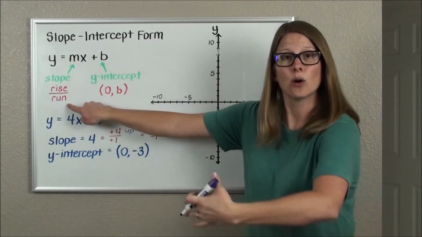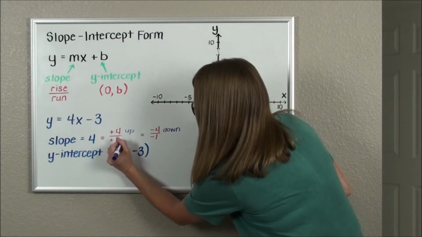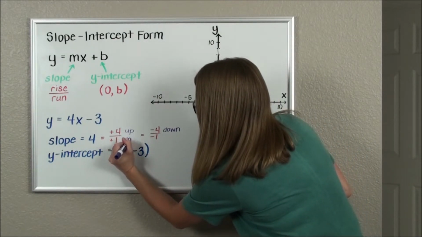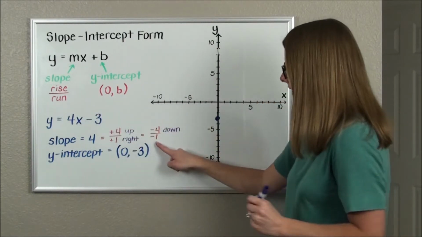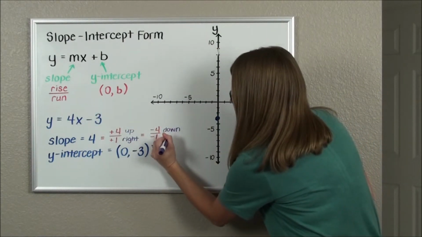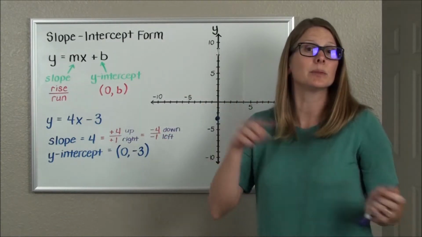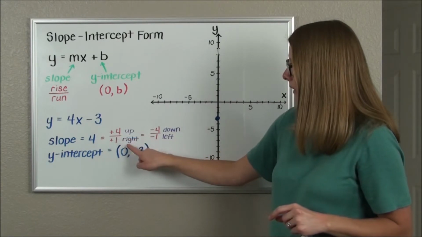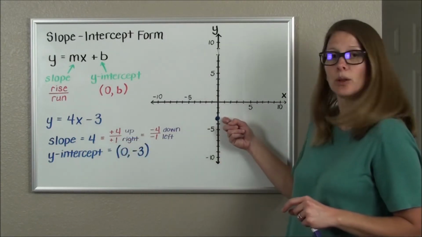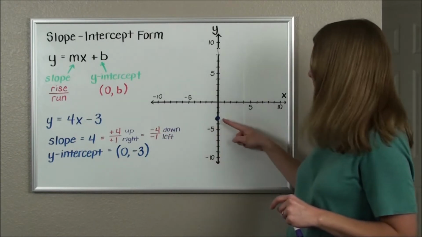The run is that horizontal. If I'm running +1, horizontally that positive number would be going to the right. If I'm running negative, I'm going to the left. So what this is going to do is give me several different possible directions I can rise and run. I can go up 4, right 1 from this initial point, or I could go down 4 and left 1 from this initial point.